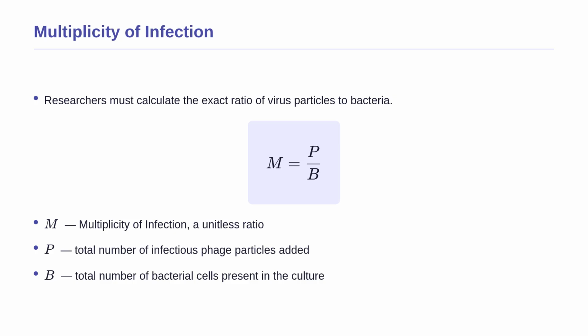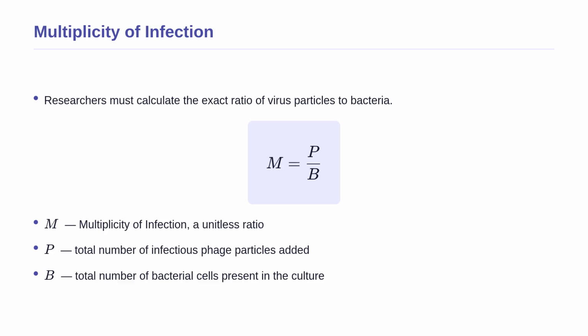To efficiently run this single-stranded DNA factory, we must carefully control the infection process. When working with M13 phages, researchers need to know exactly how many virus particles to add to their bacterial culture to ensure every bacterium gets infected without wasting resources. This ratio is called the multiplicity of infection, and we calculate it using a simple formula. M equals P divided by B.